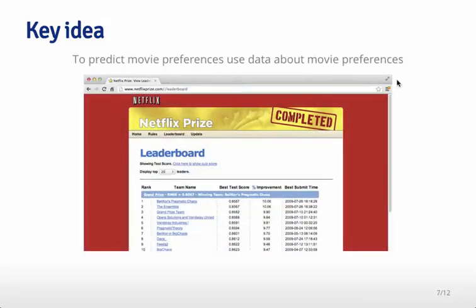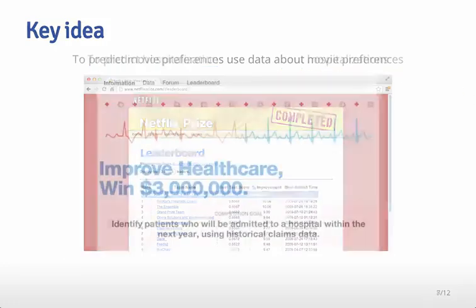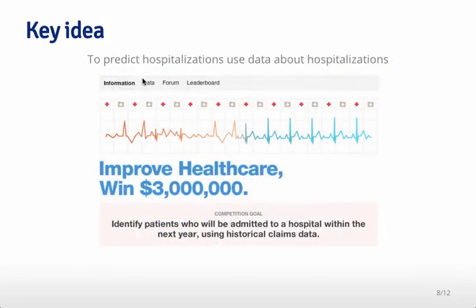This theme repeats itself in the Netflix prize, where people were trying to predict movie preferences, or what movies people would like, and they did that based on the past movie preferences of those people. In other words, they found movie preference data and used it to predict movie preference data. It was also the background to the Heritage Health Prize, where the goal was to predict which people would be hospitalized, and they used data about previous hospitalizations. Again, using data about the exact same process that they were trying to predict in the future.